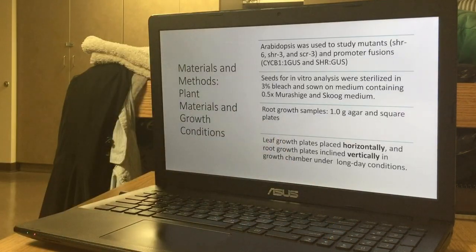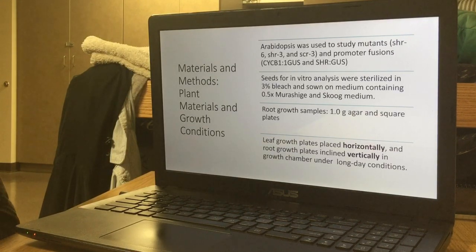So the materials and methods of this study: the plant materials and growth conditions. The Arabidopsis plant was used, of course, to study the mutants shortroot 6, shortroot 3, scarecrow 3, and it also used promoter fusions to promote these genes.